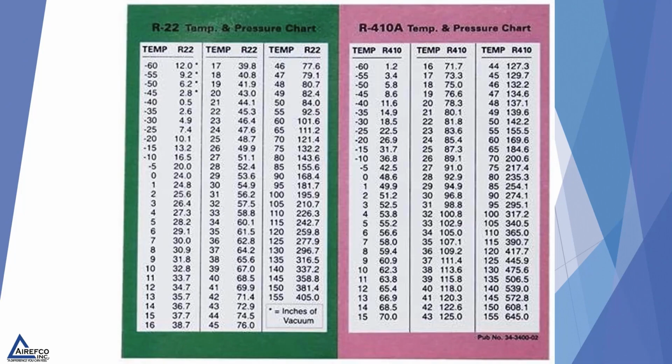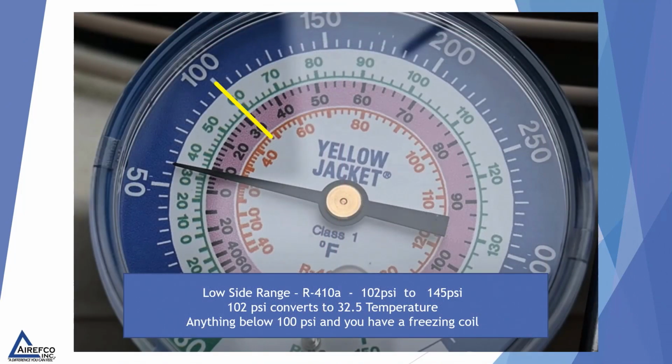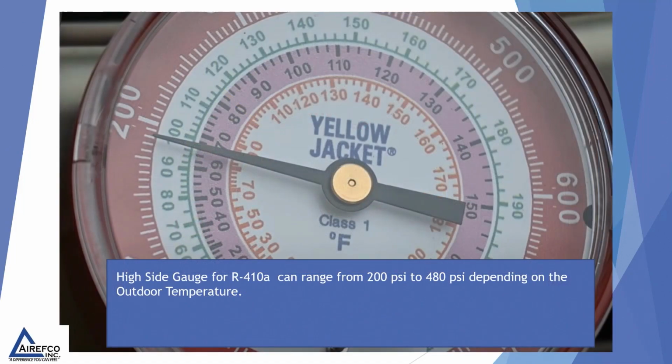As a rule of thumb, the low side range for 410A would be between 102 psi to 145 psi. 102 psi converts to 32.5 degrees. So anything below 100 psi on your low side gauge and you would have a freezing coil. On the high side gauge for 410A, you can range from 200 psi to 480 psi depending on the outdoor temperature.